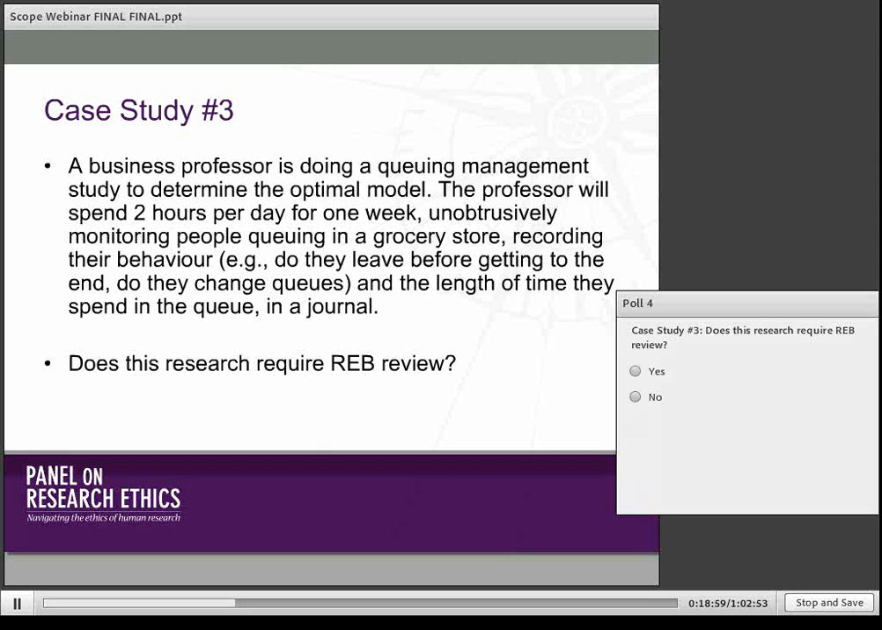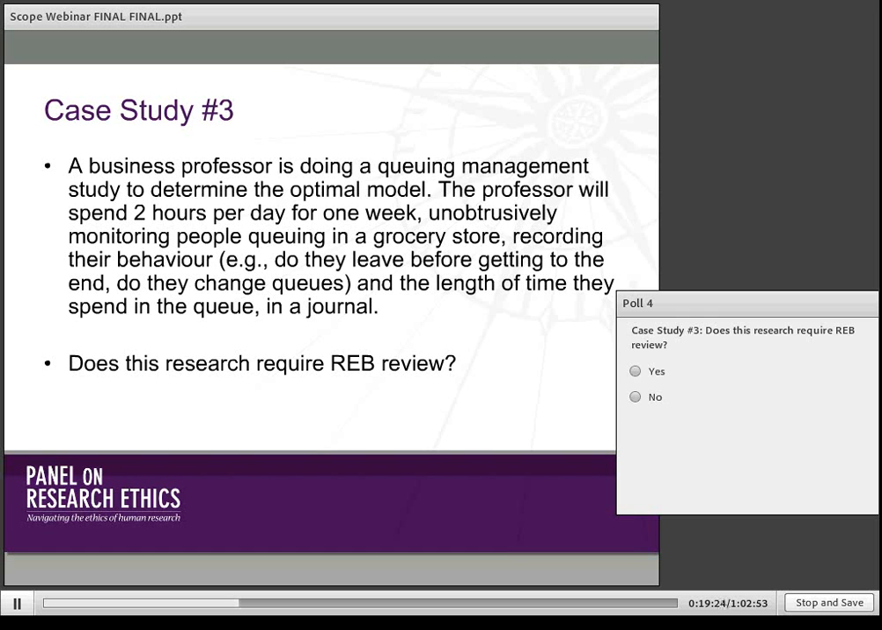Here we have case study number 3. Here we have someone who's observing the behavior of people as they line up in a grocery store. The researcher is not interacting with the queuers, and they're not recording identifiable information, but they are recording queuing behavior. The question is, is this research that requires REB review?